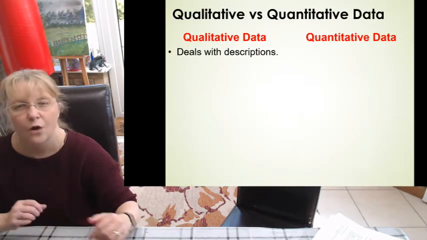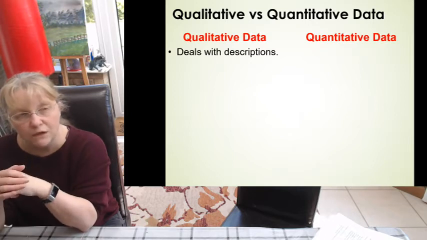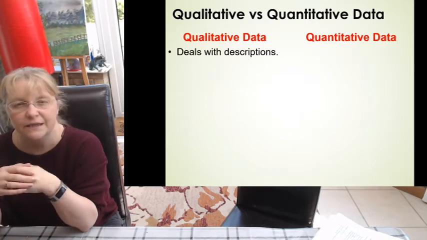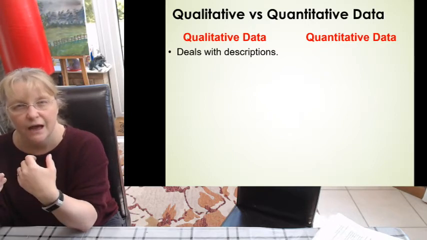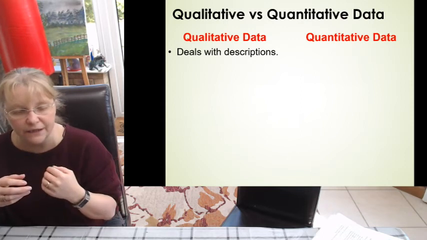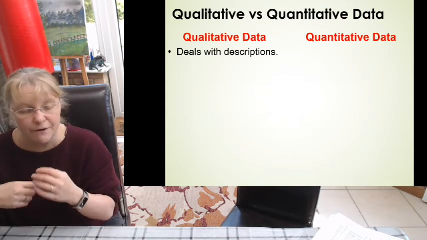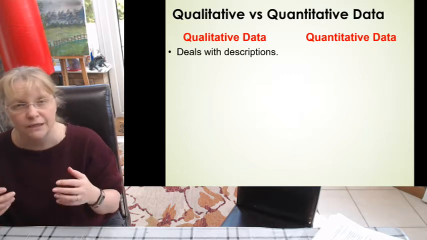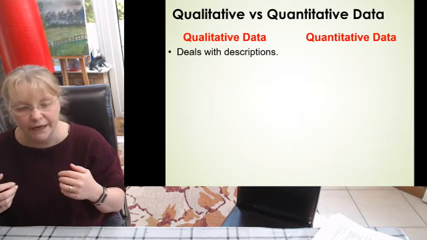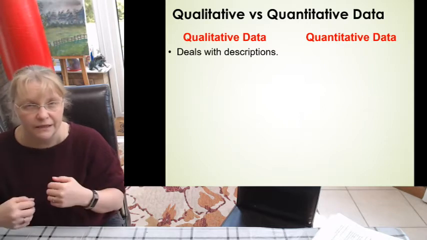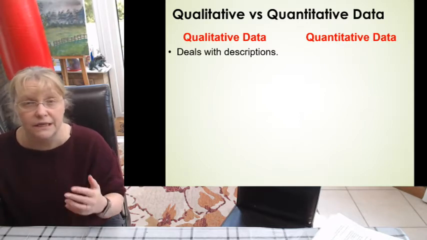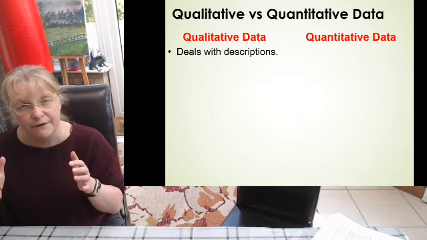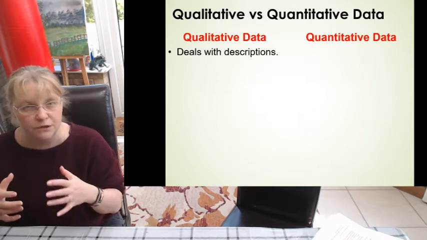Right, qualitative data. Qualitative data deals with descriptions, how people feel. It basically looks at a relativist type of view of the world, so that the individual is only able to describe how they feel, how they think, what they see, what they smell. So it's very personal to a person's outlook.